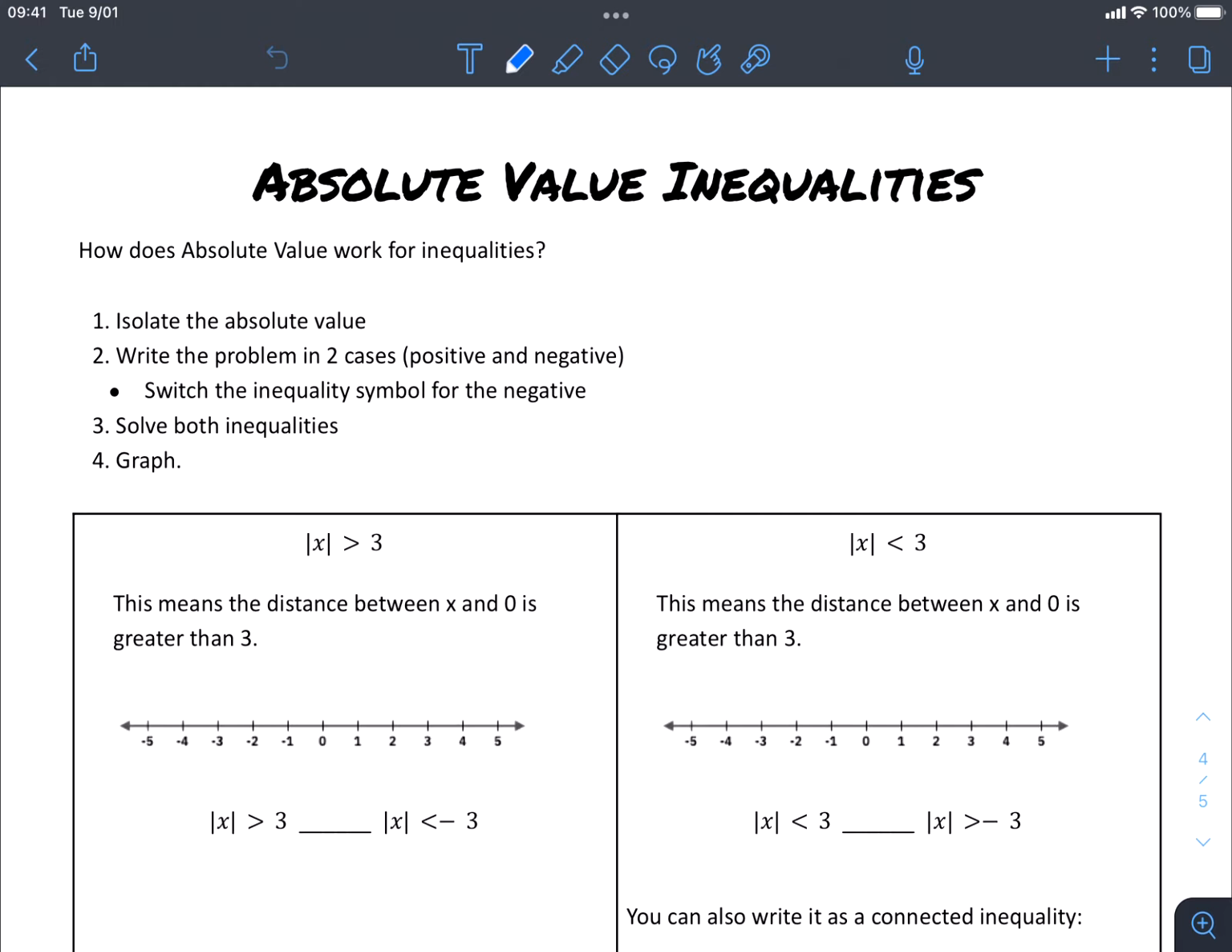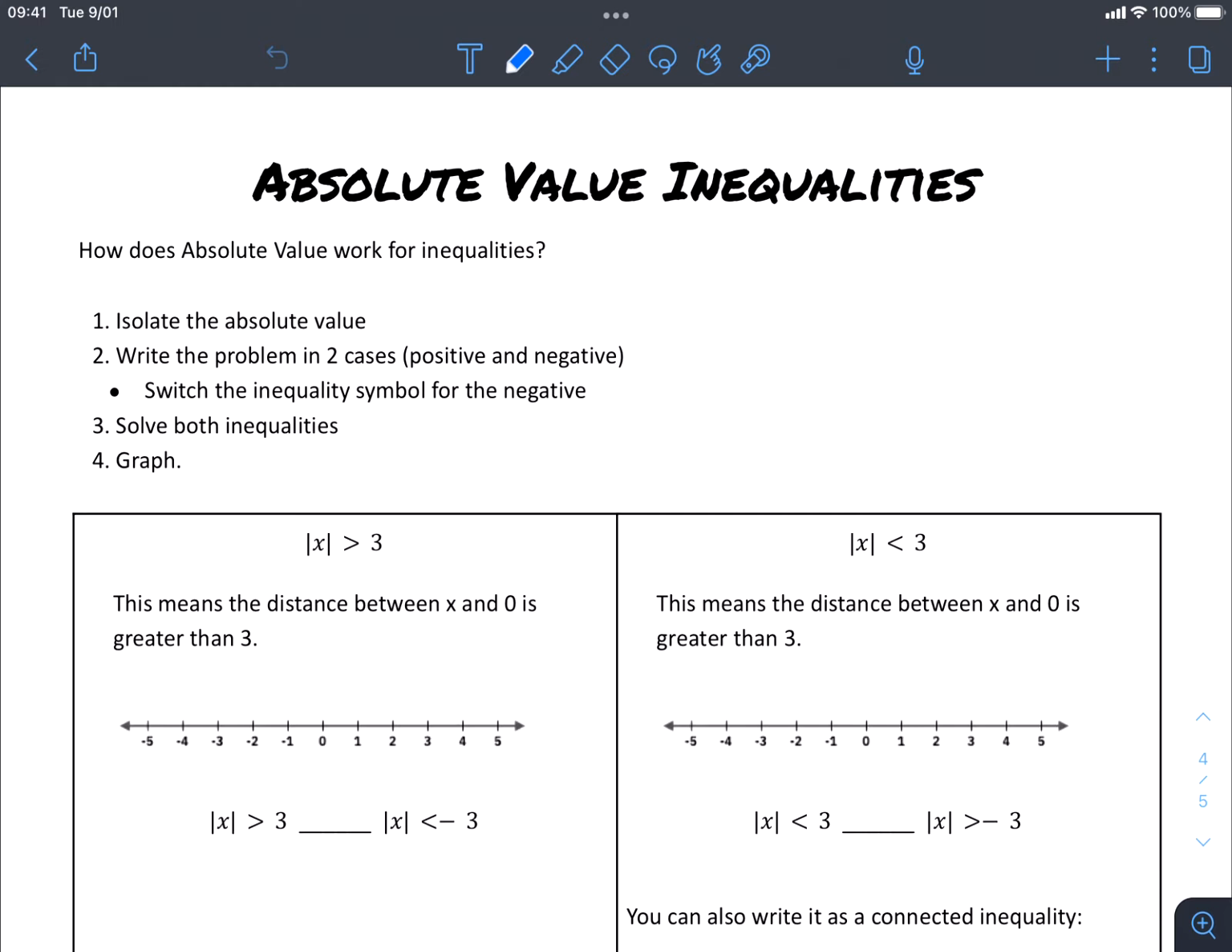All right, y'all, welcome to concept 31, which is absolute value inequalities. This is a really cool lesson because it combines what we know about absolute value equations with what we know about solving inequalities, which was concept 29. So concept 29 and concept 30 combined give us concept 31. There's a list of steps that we'll follow to solve absolute value inequalities.